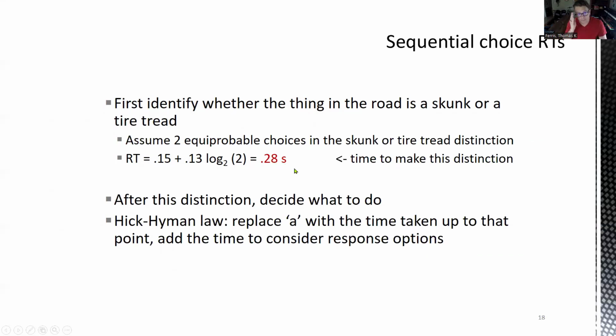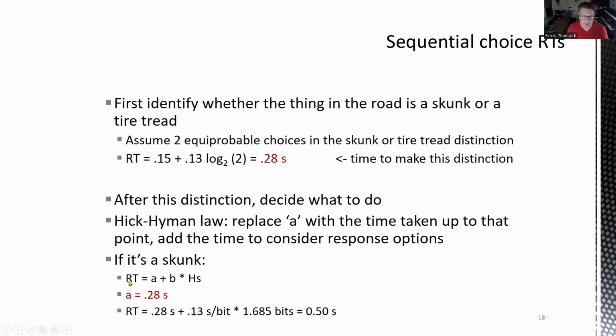So it's going to take me 0.28 seconds to get from time equals 0, where I first started to see something, to 0.28 seconds later, when I'm going to know: is that a skunk or is that a tire tread? I know that much so far. Now I need to decide what I'm going to do. Now I've got these 4 courses of action I can take, okay? So what you do then is you take this 0.28, and this becomes the new value for the A constant in the Hick-Hyman law, right? So now A becomes 0.28 because A is basically how long until thinking time, right? How long until you get to the point where you're thinking about your options and then activating them.